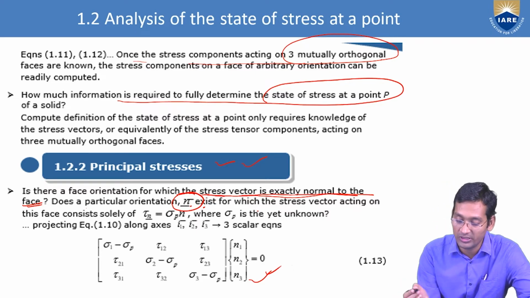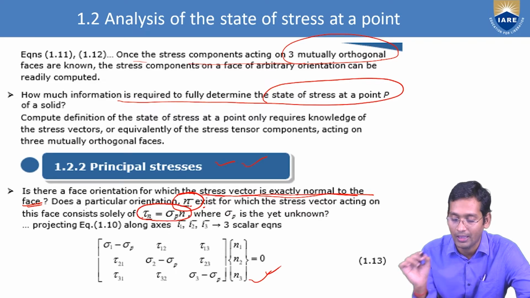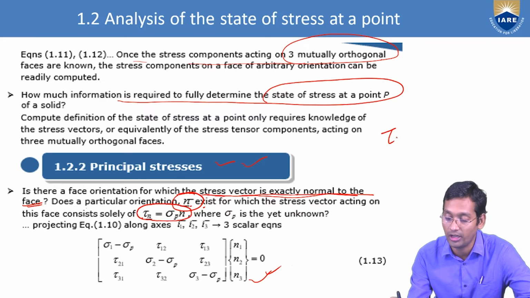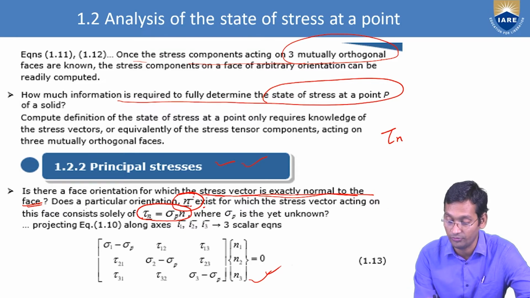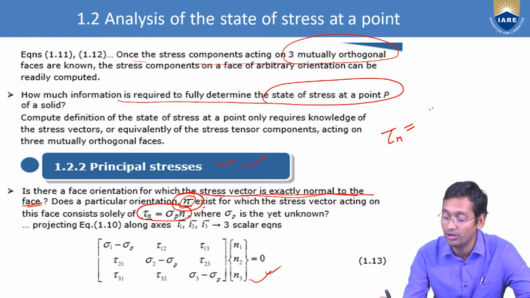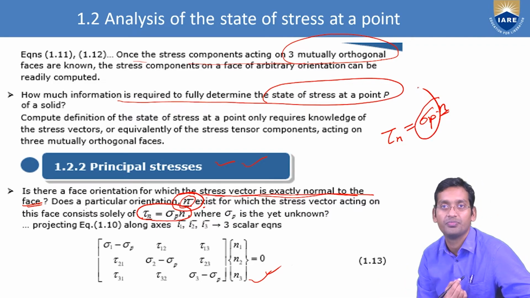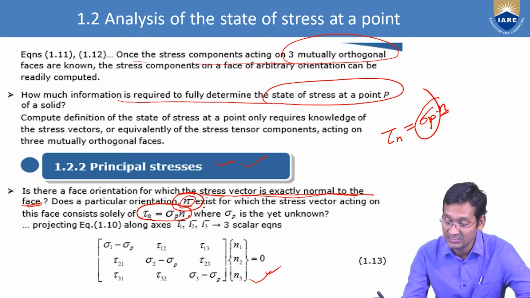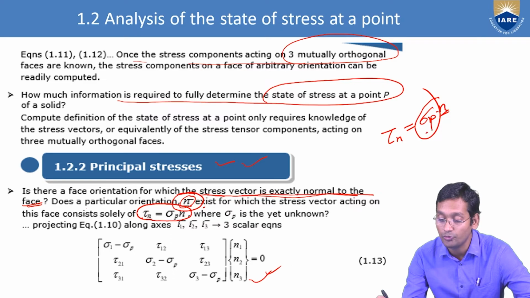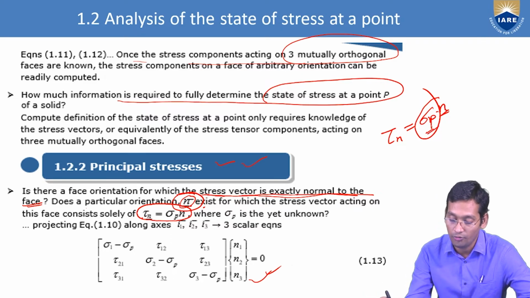Now over that face, what will be there? The tau n will be sigma P and N. So tau n in that plane, because we found in this plane, whatever this one is there will be what? Sigma P into N in that plane. So now this sigma P is the principal stress. Okay. So now this is still unknown. So we have to find this one. Right. So how will we find?